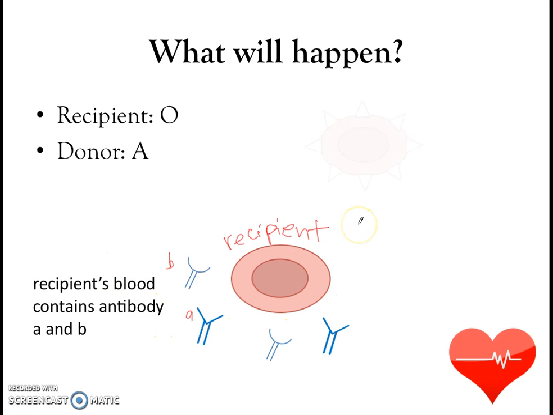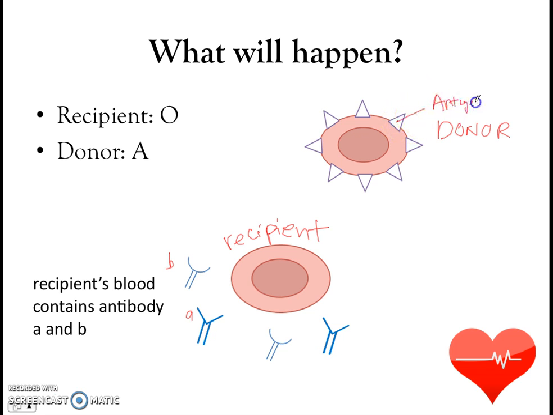Now let's introduce the donor's blood. So this is the donor's blood, and his blood type is A. So here you see antigen A. Alright? Now what will happen is that the antibodies from the recipient's blood, antibody A, will detect the antigen A and attach to it, causing all this donated blood, the blood type A, to clump together.